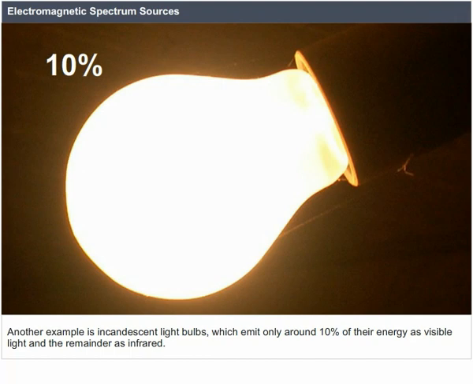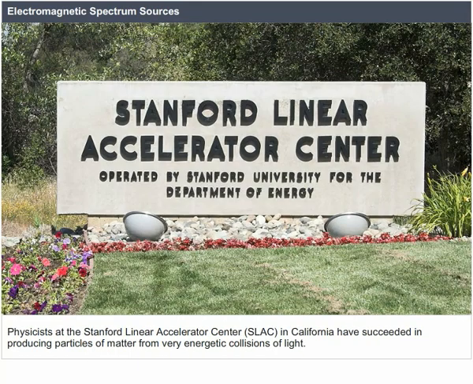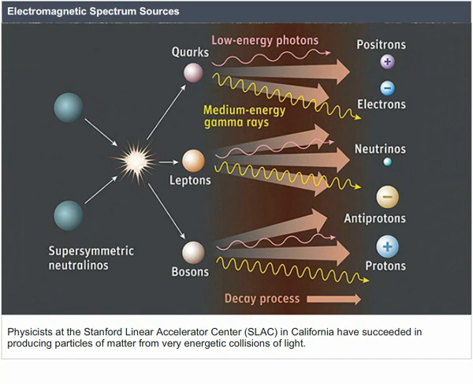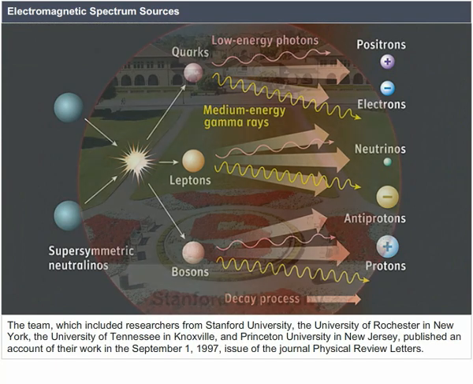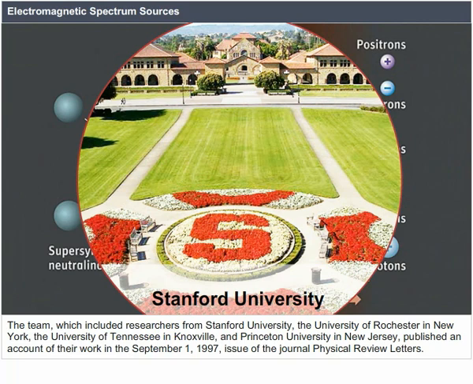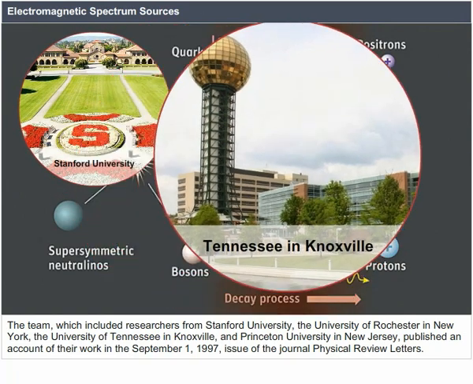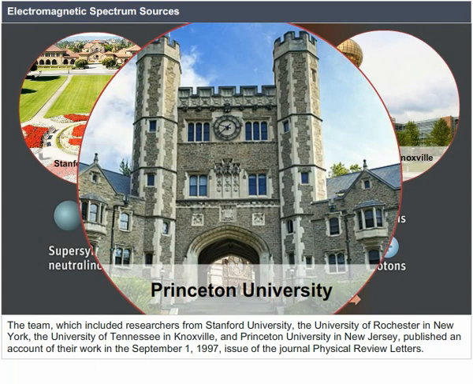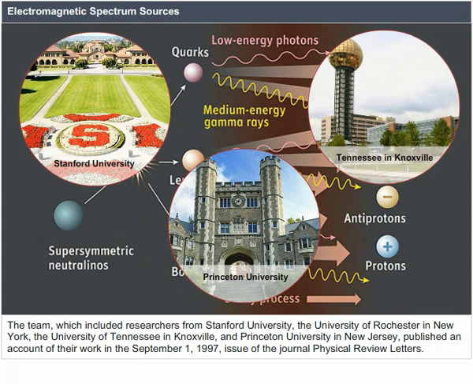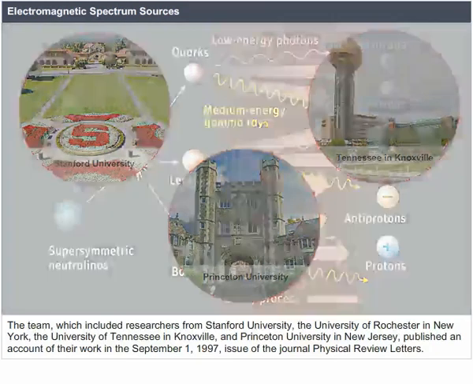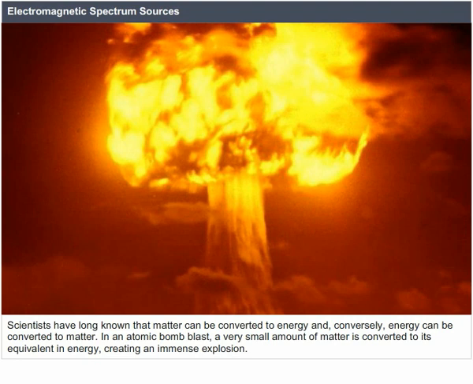Physicists at the Stanford Linear Accelerator Center, SLAC in California, have succeeded in producing particles of matter from very energetic collisions of light. The team, which included researchers from Stanford University, the University of Rochester, New York, the University of Tennessee in Knoxville, and Princeton University, New Jersey, published an account of their work in the September 1, 1997 issue of the journal Physical Review Letters.